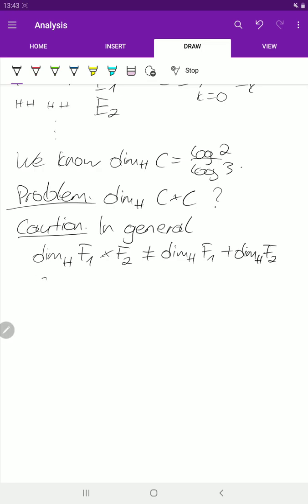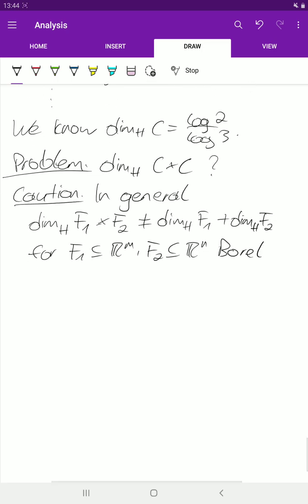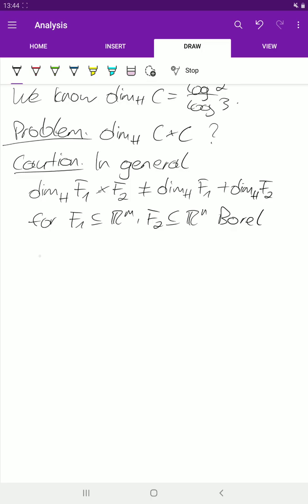So let's say for F1 in Rm and F2 in Rn, and let's say Borel, so that they are measurable with respect to the Hausdorff measure. Okay, so that's that, but now let's go back to our initial problem.